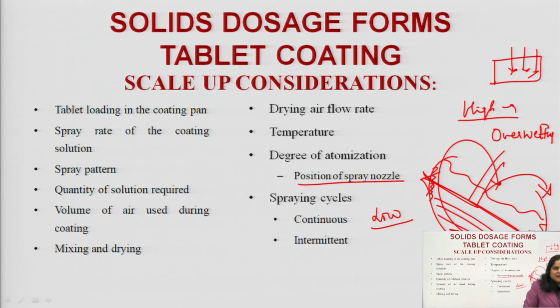Then the next thing is spraying cycles. These spraying cycles can be continuous or intermittent. If the spray cycle is continuous, there may be chances that some tablets are not getting coated, that their coating is not uniform, or some tablets escape the coating process. So we should follow intermittent coating cycles, so that we can check our tablet bed for the coating process, and if some tablets are completely coated, we can remove them and then continue the coating process again. So this prevents over coating of tablets which are already coated.